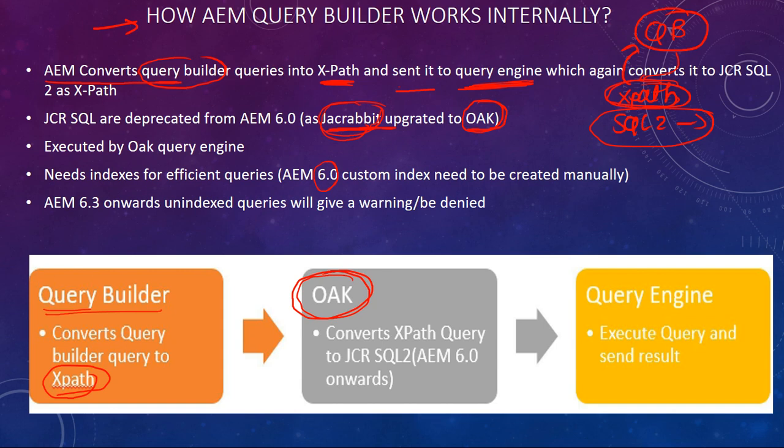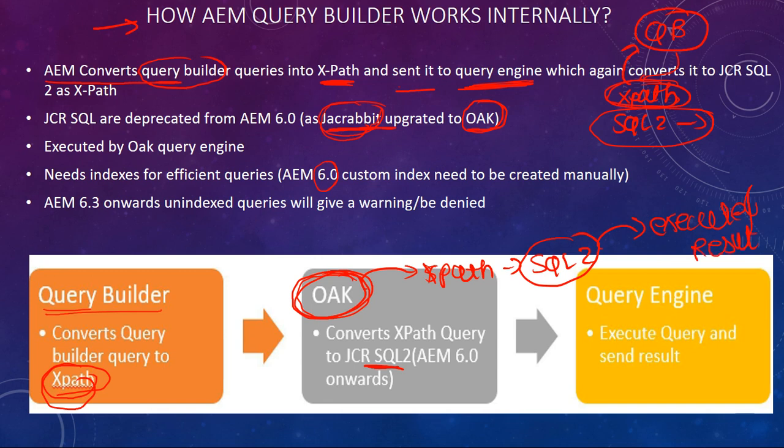This is the engine that we are using, and this Oak engine is responsible to convert this XPath into an SQL2. So whenever you convert the XPath and send it to the query engine, the query engine converts the XPath queries into an SQL2. Once it converts into an SQL2, then at the last it will execute and return the result.